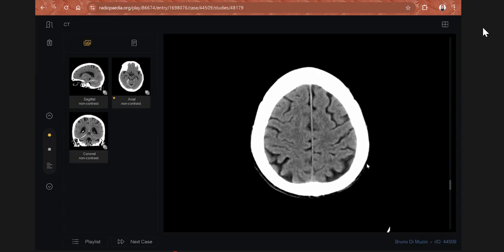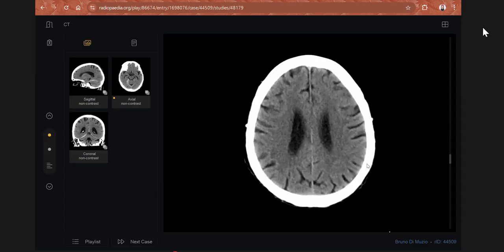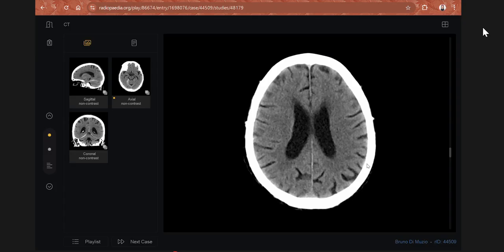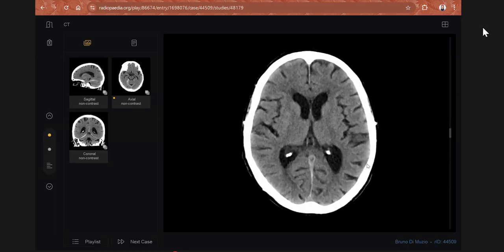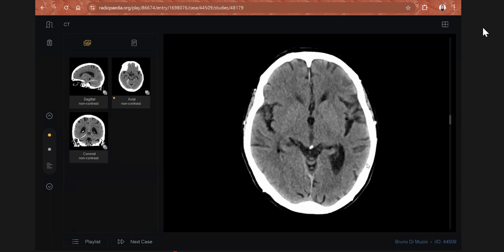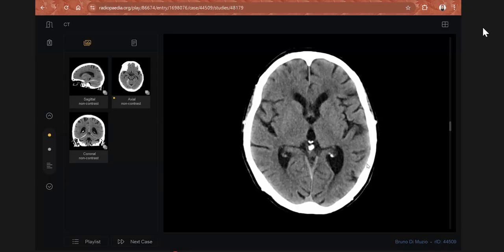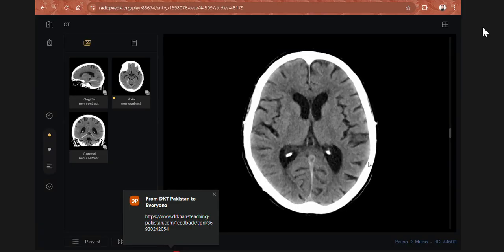As it is a case of trauma, I am first searching for any subdural, extradural, or subarachnoid hemorrhages. Although I'm not able to appreciate any acute or subacute hemorrhage. There is subtle hypodensity noted along the frontal horn of the left lateral ventricle, rather bilateral.